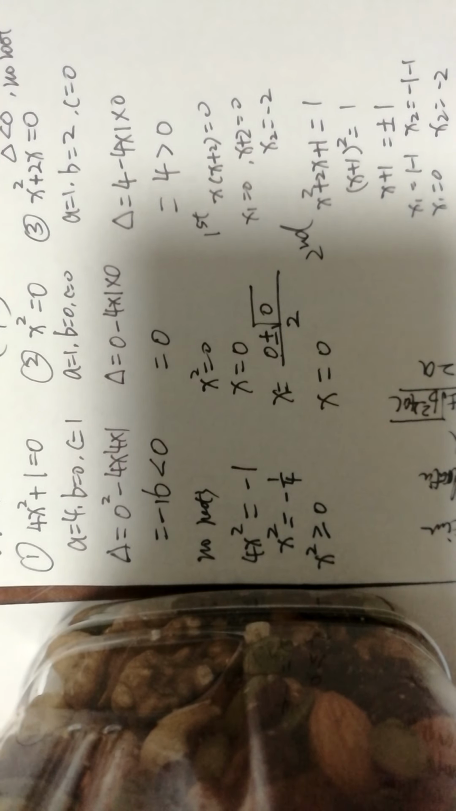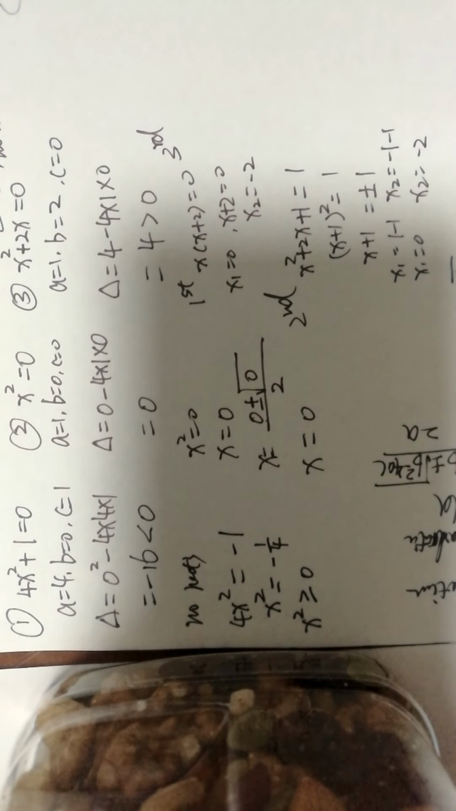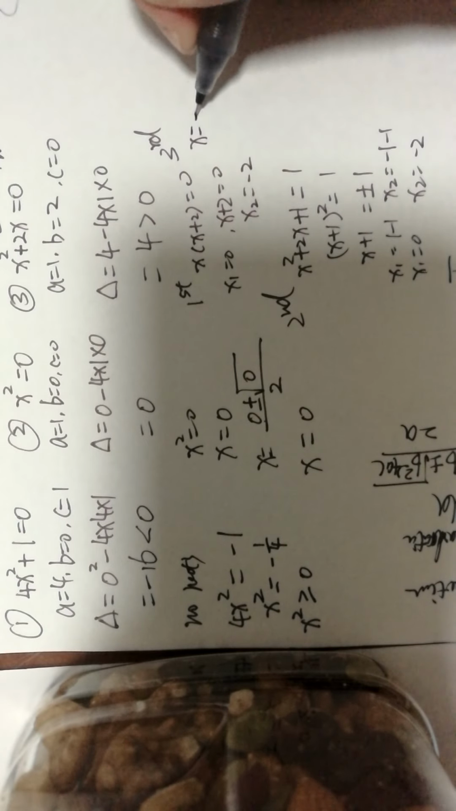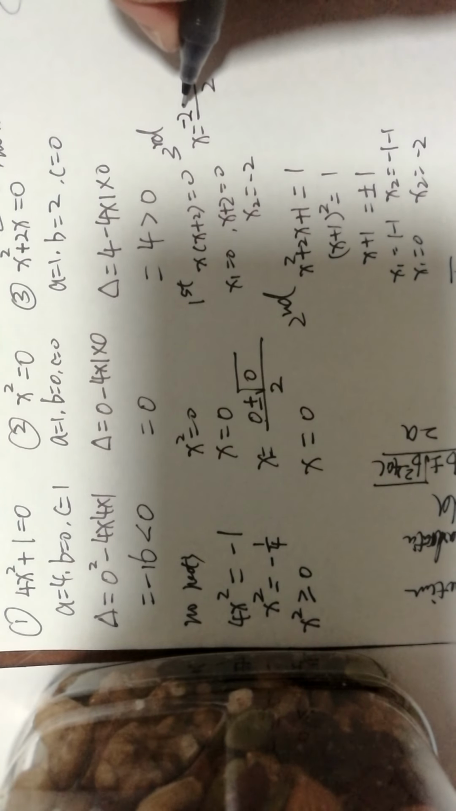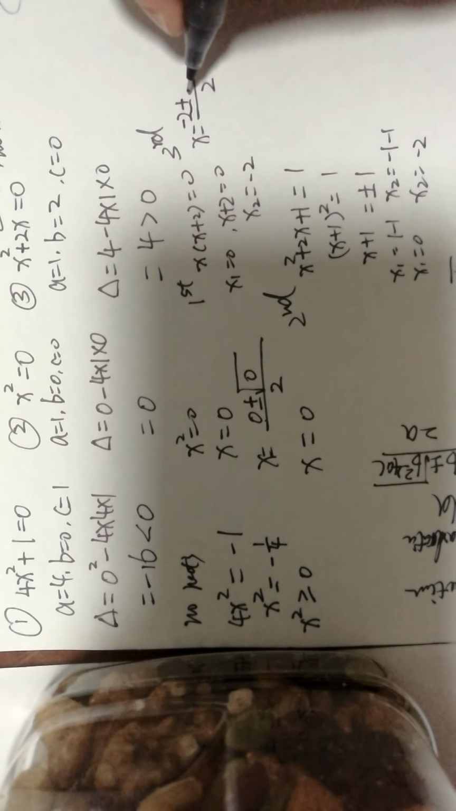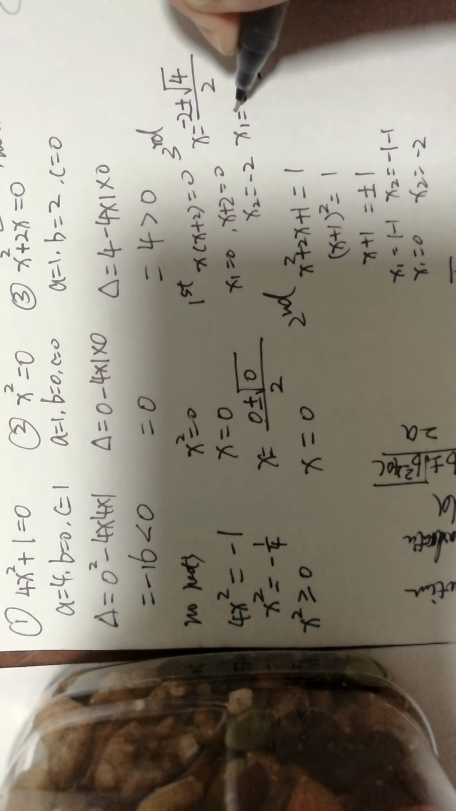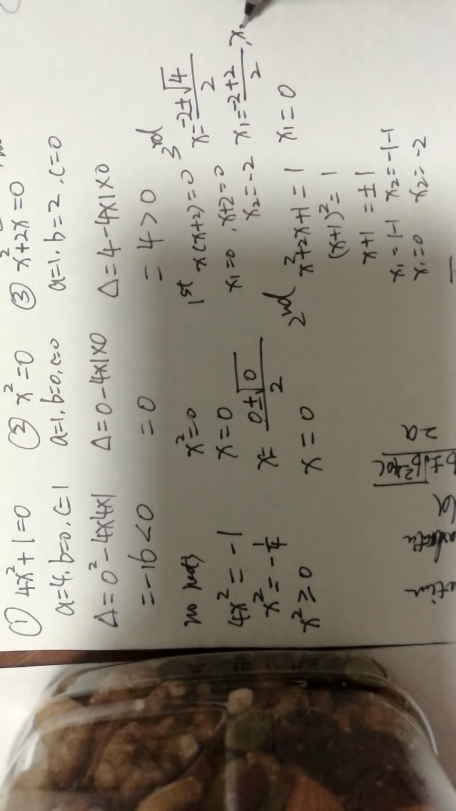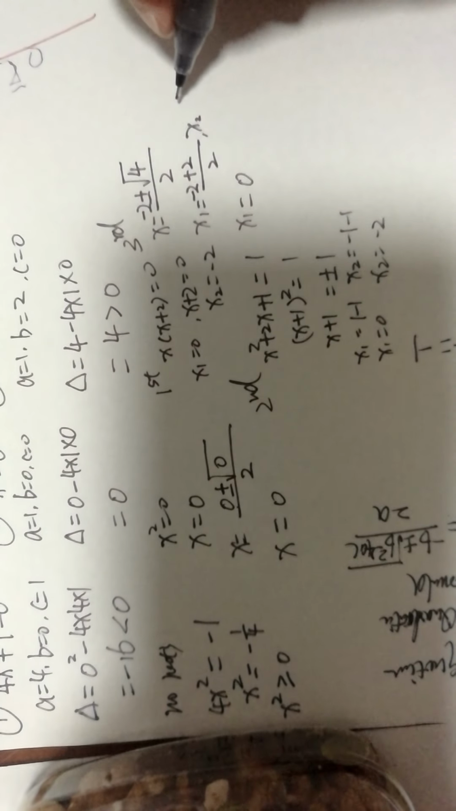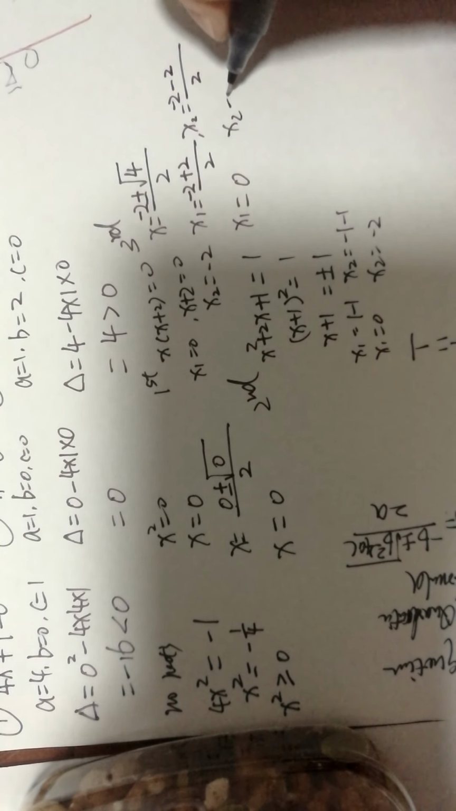We can also use the third method, which is actually the second method we introduced. So x equals negative b, which is negative 2, plus or minus the square root of the discriminant, which is square root of 4, all over 2a, which is just 2. Then we got x1 equal to negative 2 plus 2 over 2, which is just 0. Then x2 equals negative 2 minus 2 all over 2, which is just negative 2.